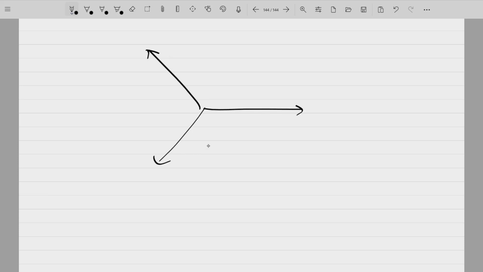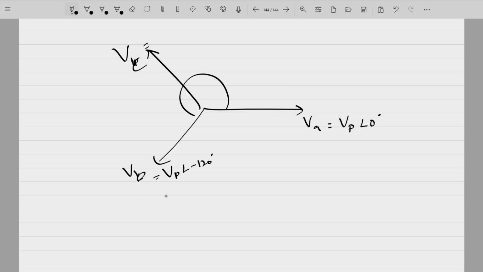आपके पास तीन फेज वोल्टेज हैं, तीन वेक्टर्स हैं, VA, VB, VC. If VA is VP angle 0, ये VB है, say for example ये VC है. You can say VB is VP angle minus 120, or you can even say VB is VP angle 240. तो एक ही बात है.